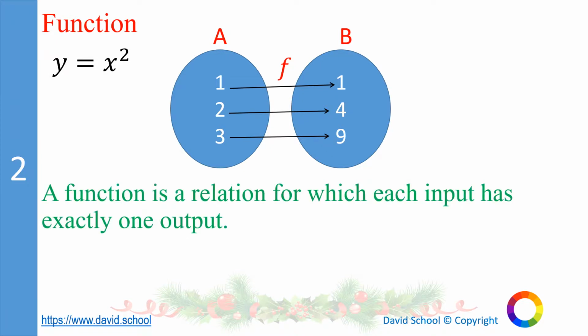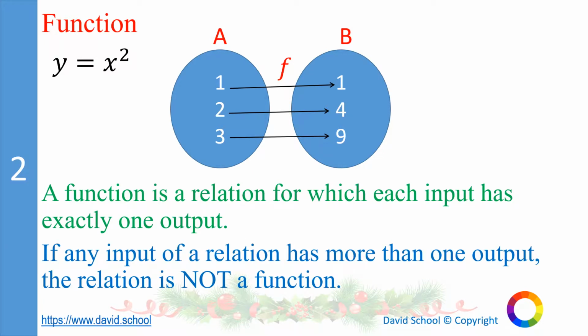A function is a relation for which each input has exactly one output. In this example, the inputs 1, 2, and 3 have outputs 1, 4, and 9. If any input of a relation has more than one output, then the relation is not a function. For example, here 3 squared is 9. Therefore, 3 is mapped with 9. If we map 3 with 4 and 9, obviously it is not correct. Therefore, it is not a function.